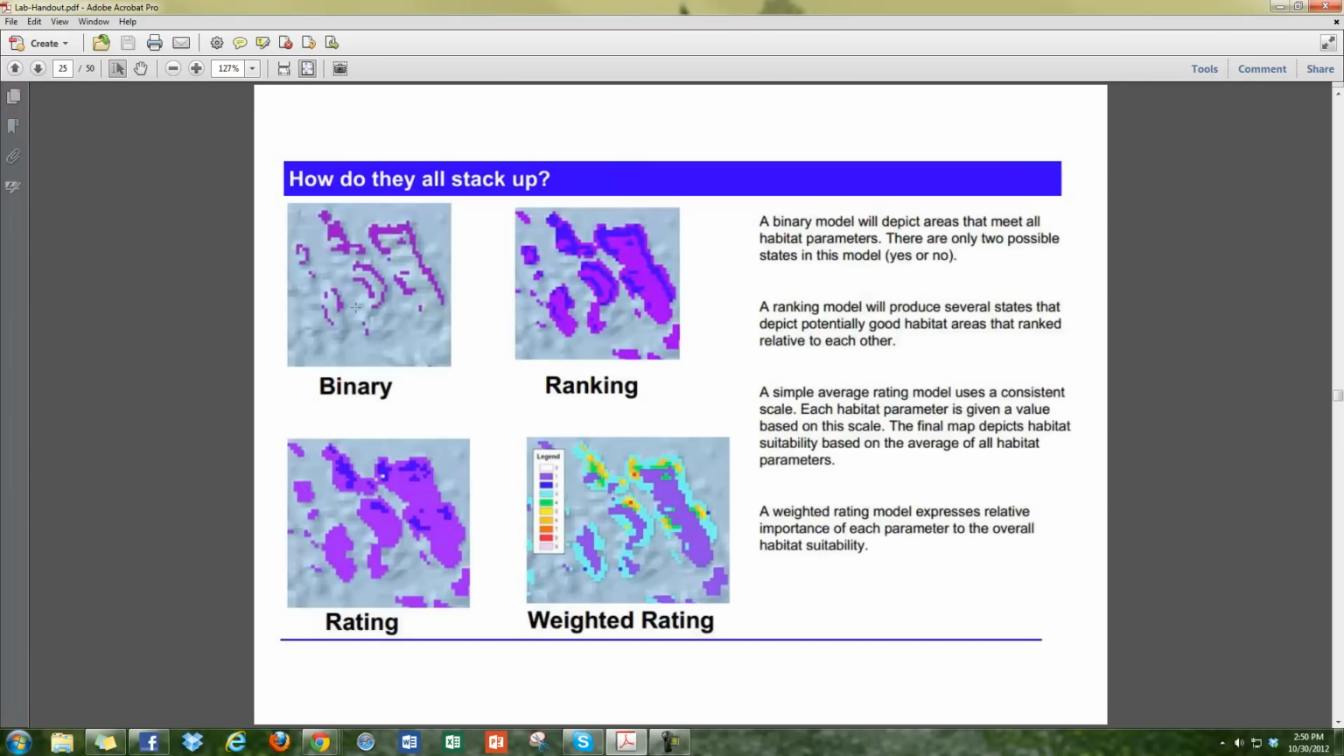So you'll get different results based off of different models. For example, here's the binary model. It's going to be the most conservative model, while ranking and rating or weighted modeling will give you more of a gradation, maybe a better understanding of the complexity of the habitat. So it depends on what you're trying to use your model for.